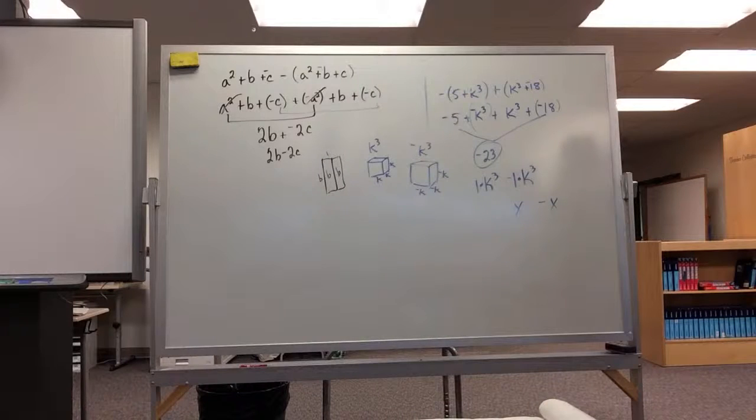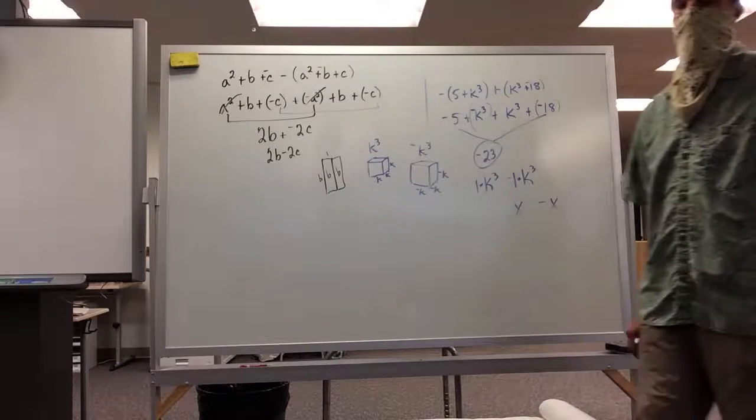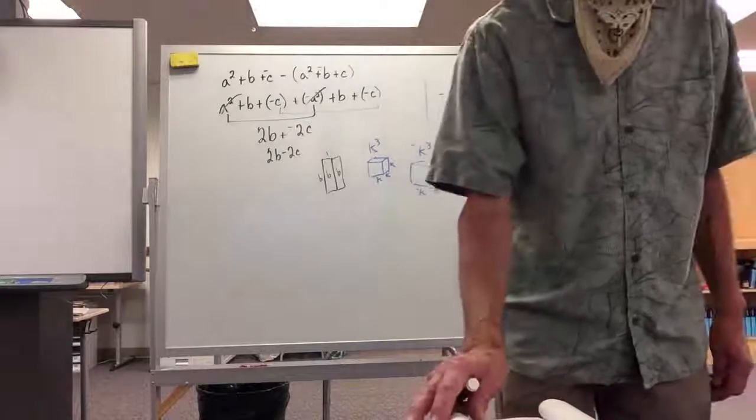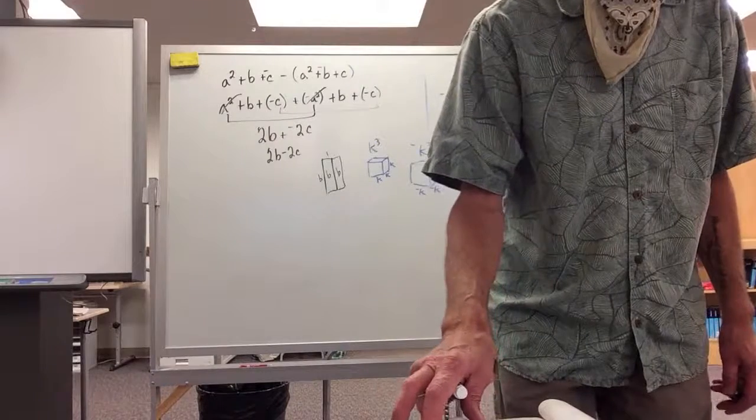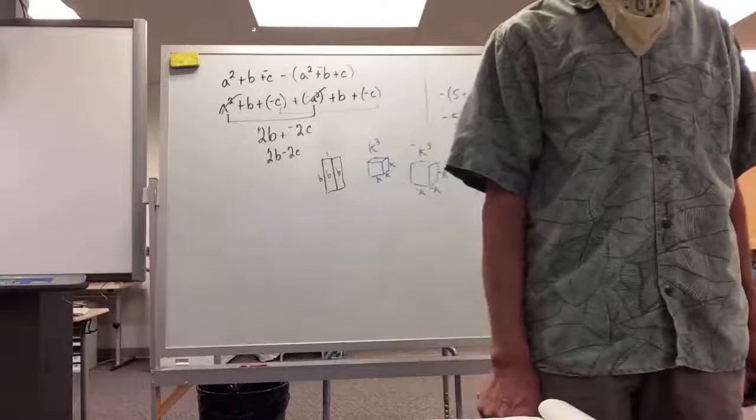Adding like terms is critical. It's like way critical. This is as critical as adding and subtracting positives and negatives. And watching me, you're not going to get any better.